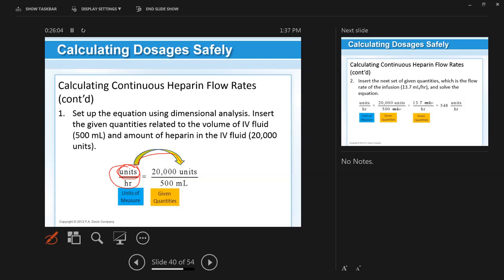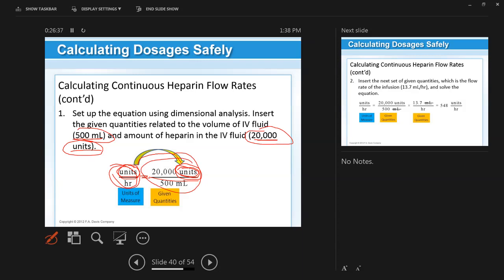At this point, all I've got written on my paper is this, a line, I have my equal sign, and I have units. Now I'm going to look up to my problem and identify what has units. When I look up at what I'm given, I have a bag of IV fluid that's labeled with 20,000 units in 500 milliliters. So that's my equation that has to stay together and cannot be separated. So I'm going to look at units, and I have 20,000 units per 500 mils. So I'm going to keep that together in this equation.